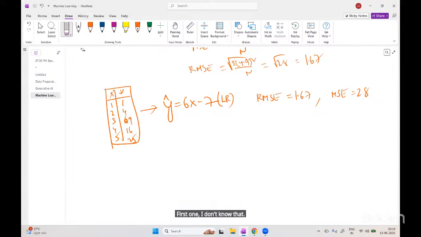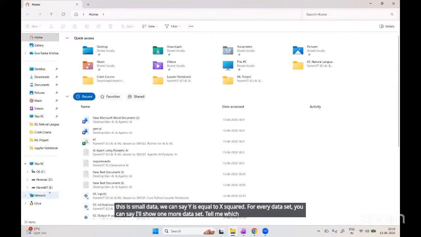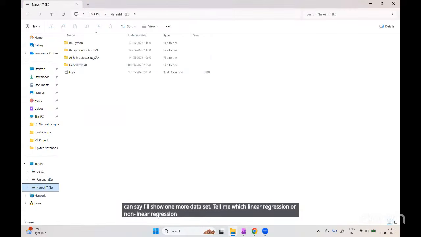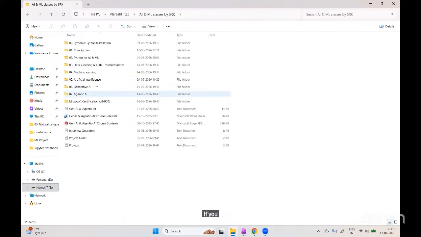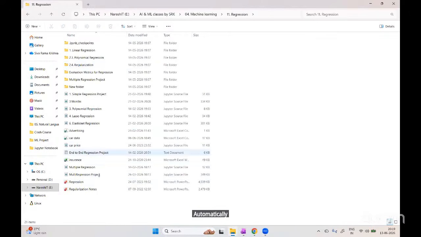So this is the equation. By seeing this small data, we can say y is equal to x square. But for every data set, can you say? I'll show one more data set. Tell me whether linear regression or non-linear regression works, just by seeing it. If you can, tell me for this one. Automatically you don't understand. So here I have one data set.